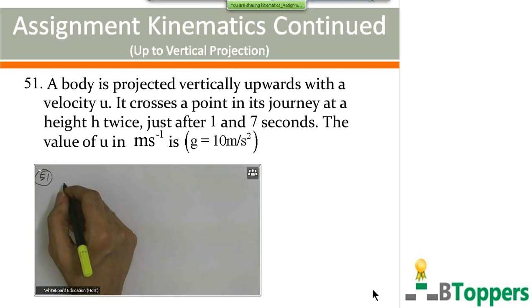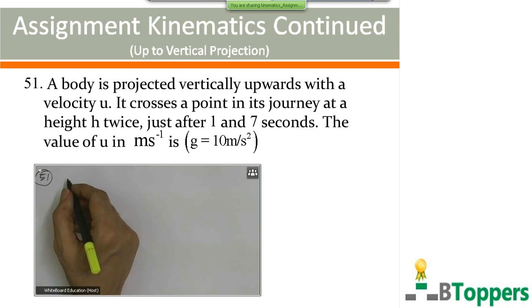A body is projected vertically upwards with a velocity u. It crosses a point in its journey at a height h twice, just after 1 and 7 seconds. The value of u in meters per second is. This question also comes under one of the results I have discussed earlier.